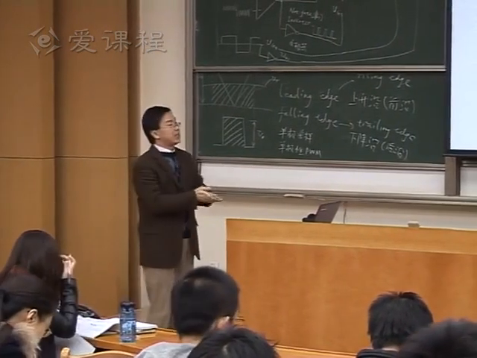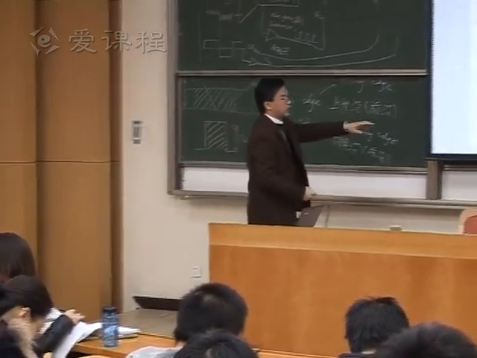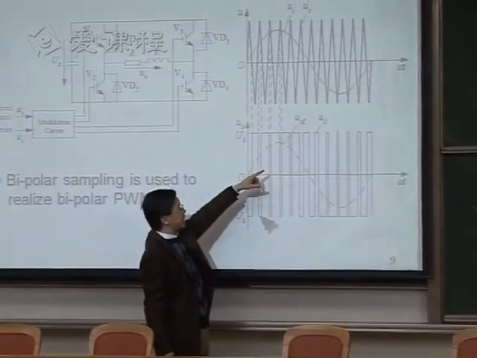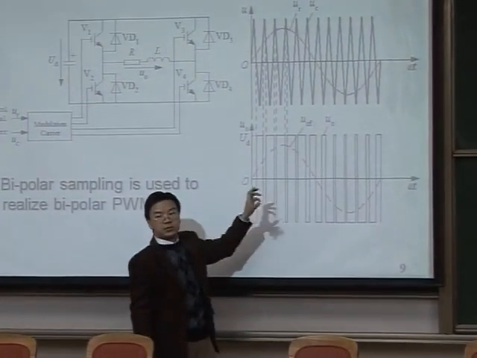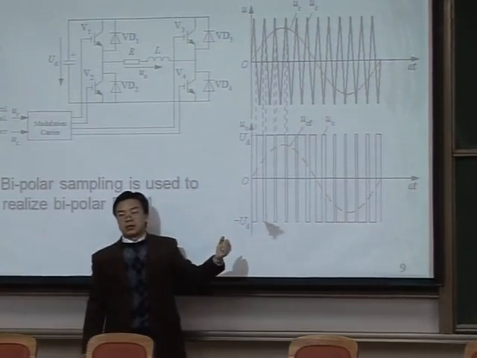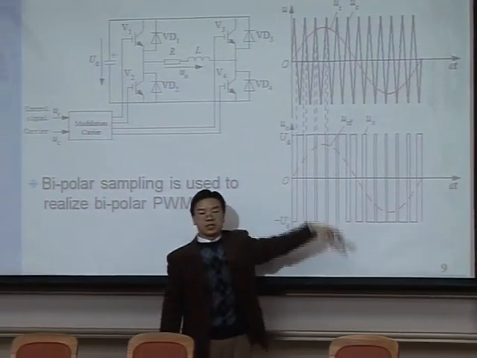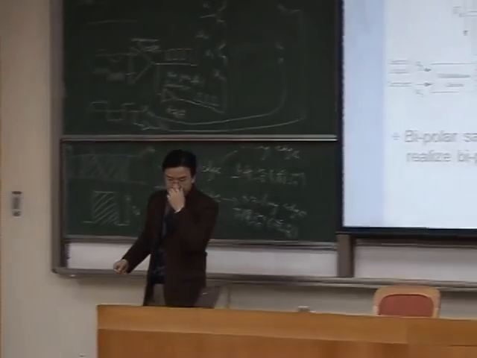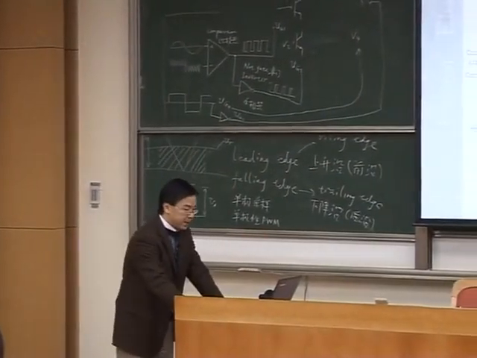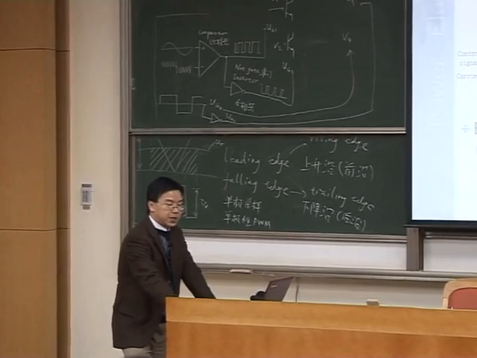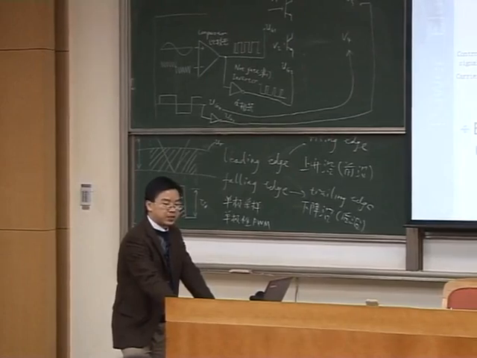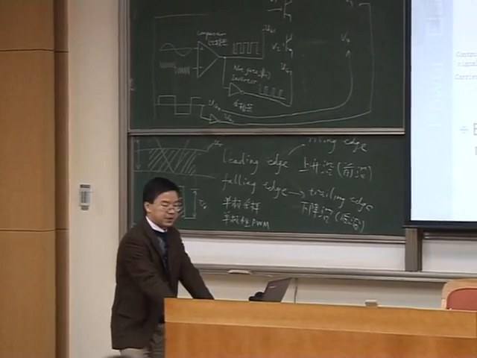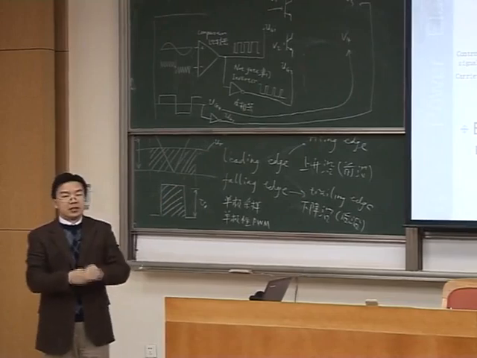So by doing this, I can generate a series of square waves to emulate a sine wave. But in this case, this series of square waves is bipolar. So just positive, negative, positive, negative, just these two output voltage levels. This is called bipolar sampling because I'm using a bipolar triangular wave to compare with the modulating signal. So bipolar sampling is used to realize bipolar PWM.